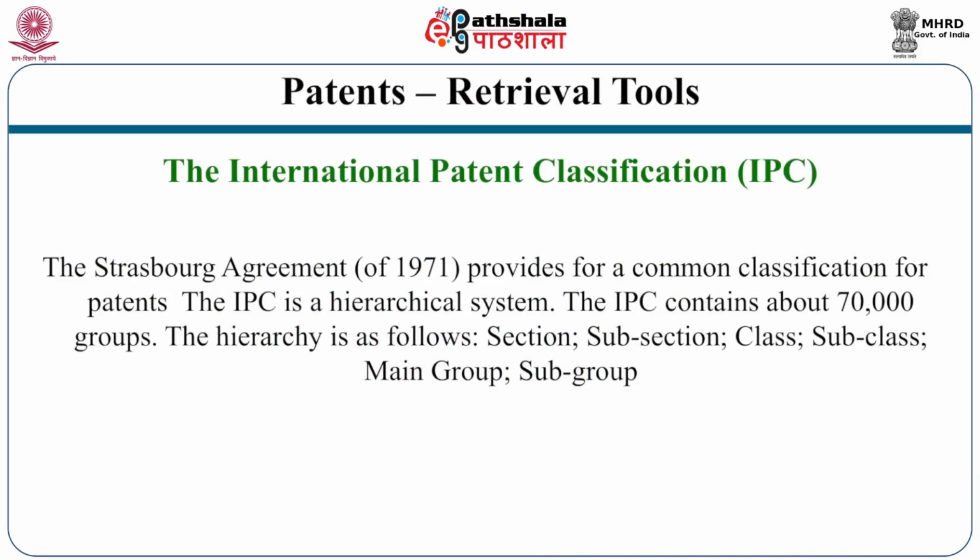The other is the International Patent Classification, which came into existence because of the Strasbourg Agreement of 1971. It provides for a common classification of patents wherever they have been issued. It is a hierarchical system in which the whole area of technology is divided into sections, classes, groups, subgroups, and so on. I have given examples of this in your module.